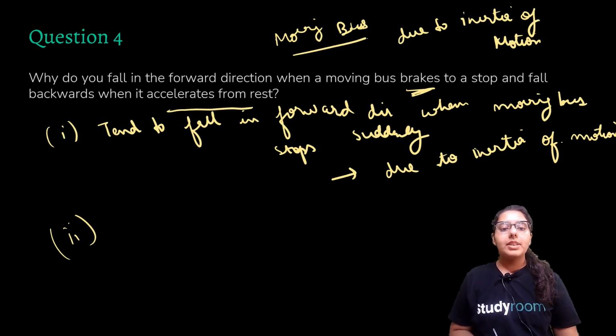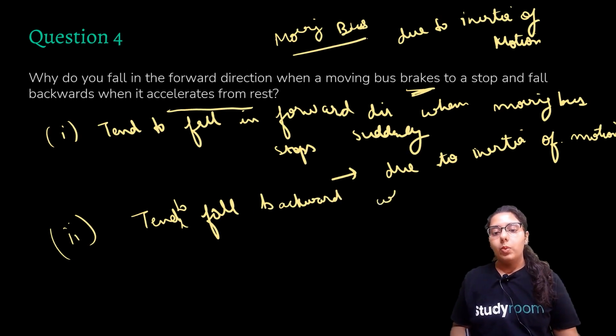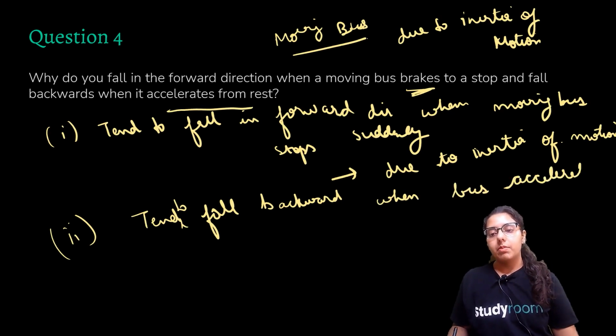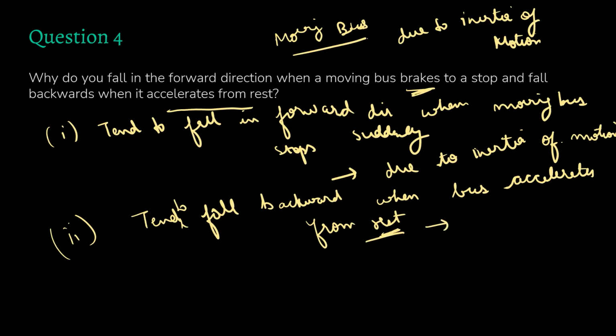So what happens, right? Your body tends to fall backwards when the bus accelerates from rest. Why? Because your body is initially at rest and it tends to remain at rest due to inertia of rest.